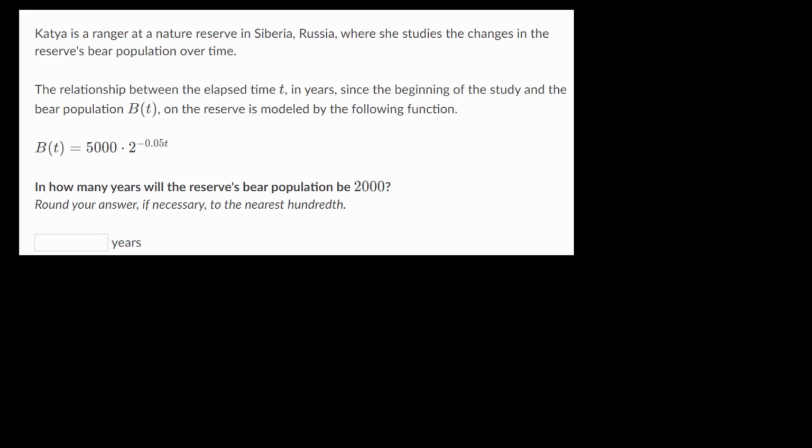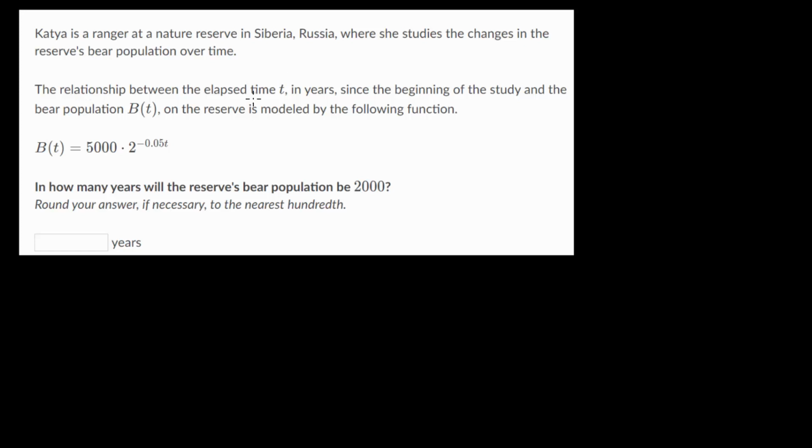So let's look at one more example problem of these exponential model word problems, where this one's a little bit more difficult. It has one extra step compared to our first introduction problem. And I'll probably pronounce this name wrong, but let's say Katya is a ranger at a nature reserve in Siberia, Russia, where she studies the changes in the reserve's bear population over time.